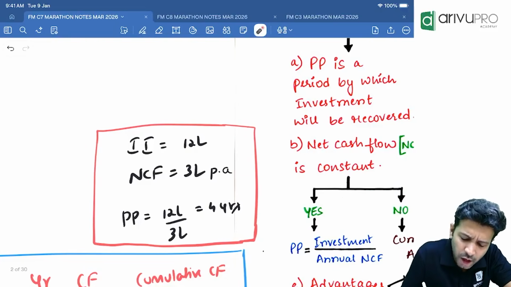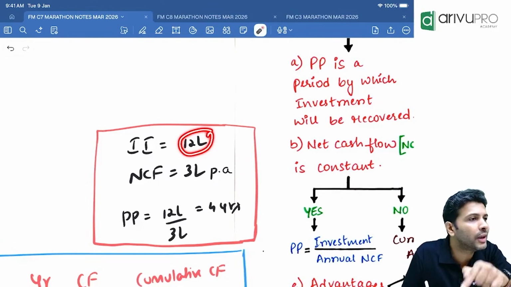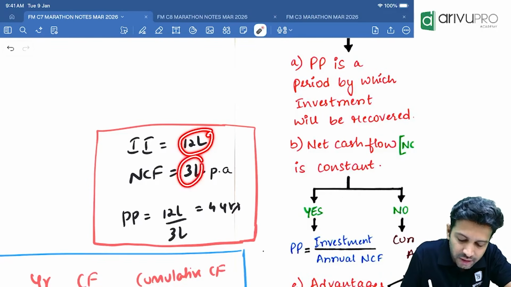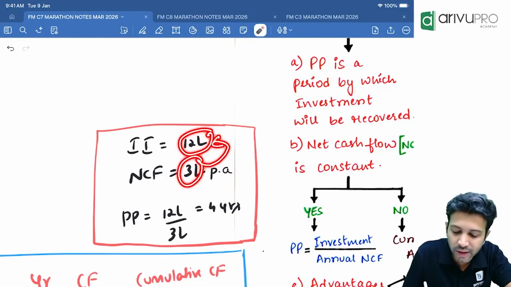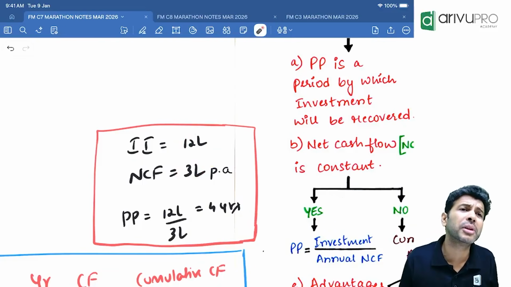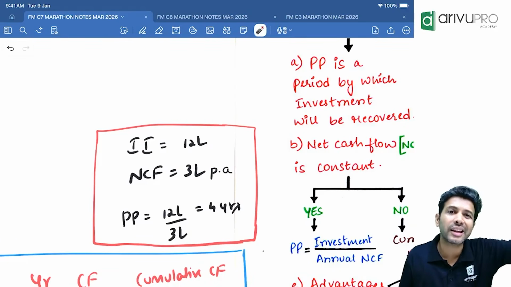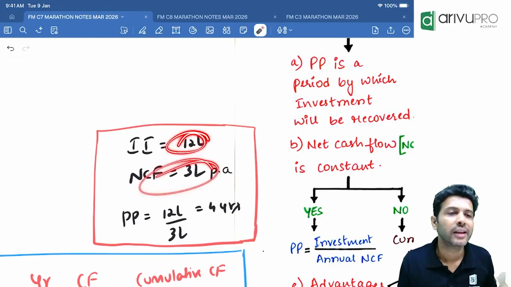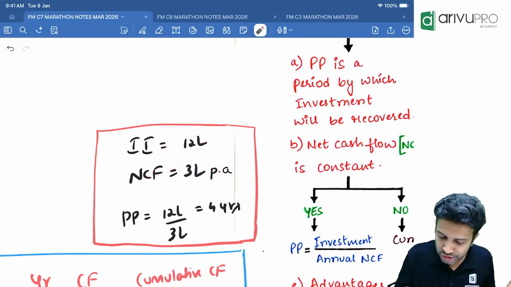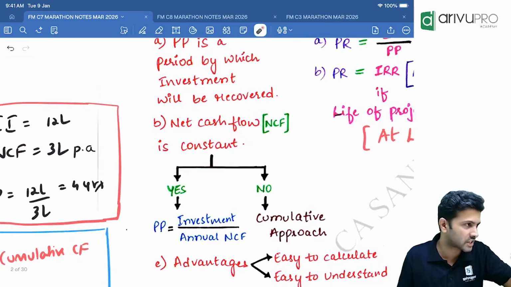Payback period means in how many years will you recover your initial investment, which in this case I have assumed to be 12 lakh. And every year you are recovering 3 lakh, so in how many years will you recover 12 lakh? 4 years. Now tell me the formula, how did I get 4? 12 divided by 3. That is nothing but initial investment divided by net annual cash inflow. You can use this formula only if the net annual cash inflow is constant, the same every year.